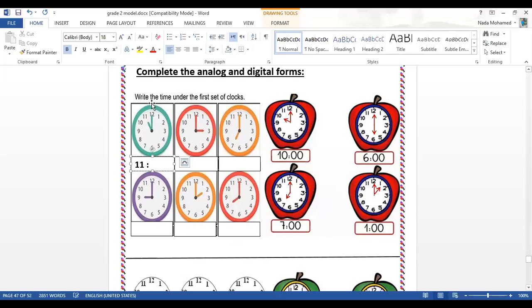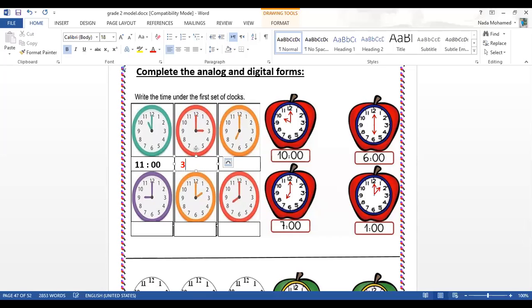Long hand points to 12. I write 12, no, I'm having another invisible number. So I write 0, 0. The next one, the short hand points to 3. So I will write 3.